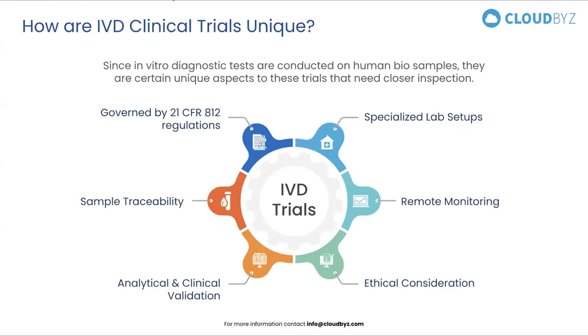Next up is sample traceability. Well, it is critical for any IVD trial that samples are tracked every step of the way, including who is handling it and what tests are performed with that sample. Now, this involves using barcode systems and LIMS to maintain a clear and accurate trail. Basically, there are two main types of samples. One is prospective and the other is remnant samples.